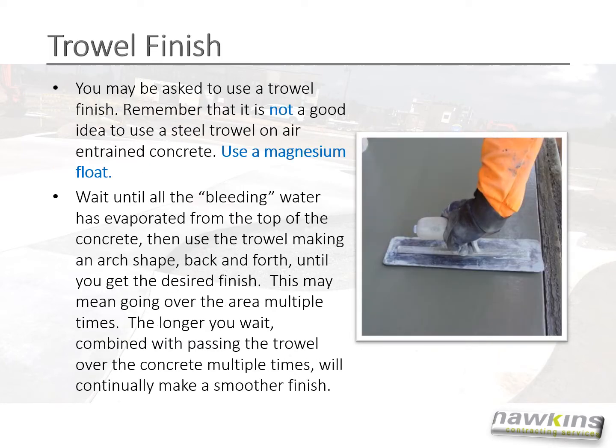Trowel finish. You may be asked to use a trowel finish. Remember that it is not a good idea to use a steel trowel on air-entrained concrete. Use a magnesium float. Wait until all of the bleeding water has evaporated from the top of the concrete and then use the trowel, making an arch shape back and forth until you get the desired finish. This may mean going over the area multiple times. The longer you wait, combined with passing the trowel over the concrete multiple times, will continually make a smoother finish.